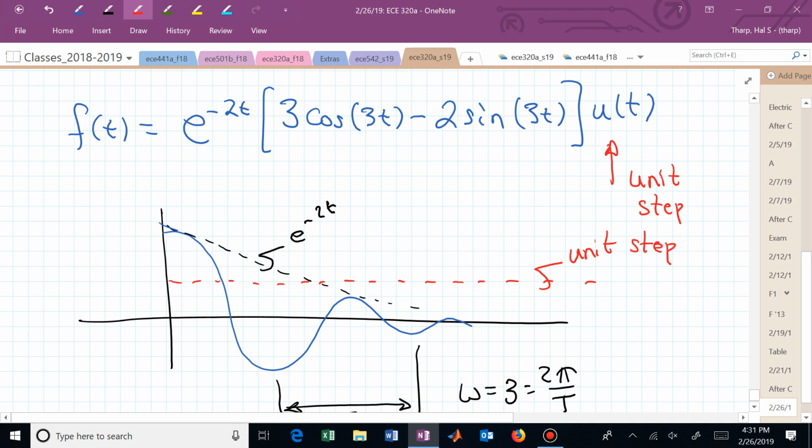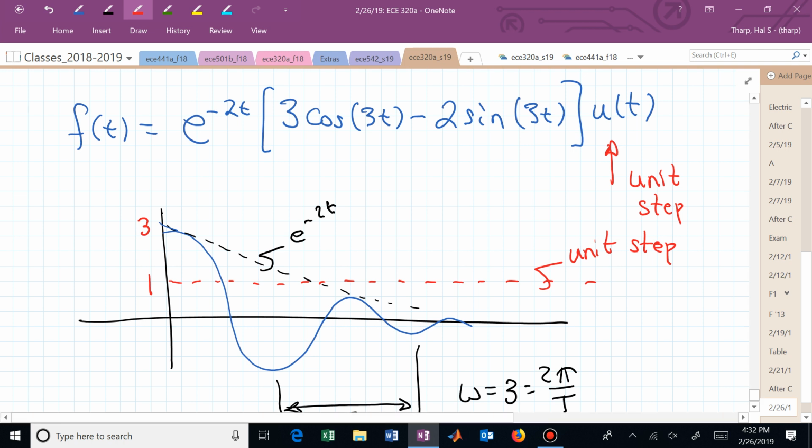The unit step is 1, and in fact, my drawing is not to scale, is it? Where's this point right there supposed to be if this is the cosine term? If this is just the cosine piece, that would be 3, right? It's 3 e to the minus 2t cosine of 3t is where I start. That's irrelevant to this answer, by the way.